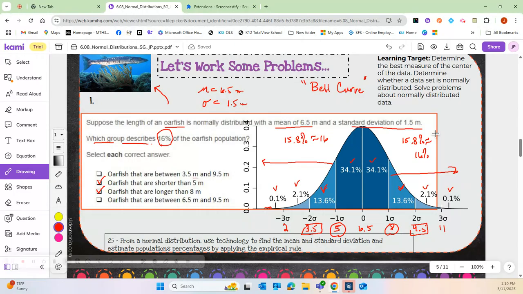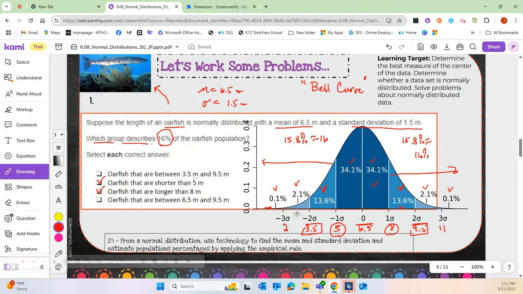And then the last one says, how about the oarfish between 6.5 and 9.5? That would be here. 6.5 and 9.5, that would be 34.1 plus 13.6. That would be a lot more than 16. So we will not check that last one.